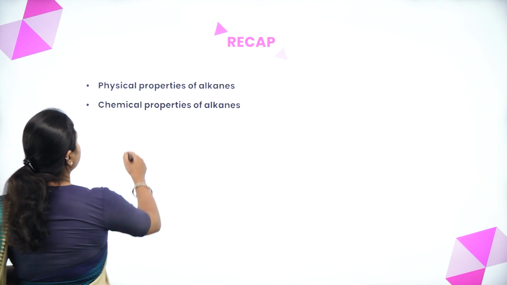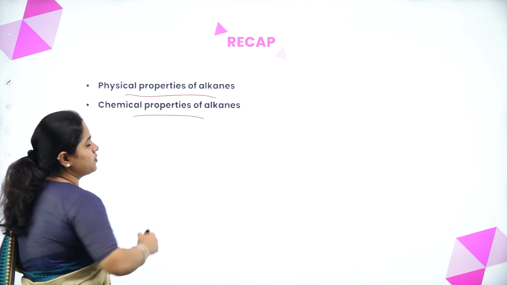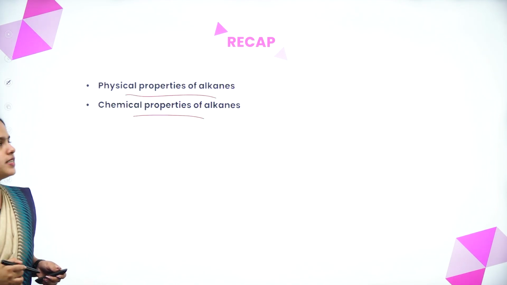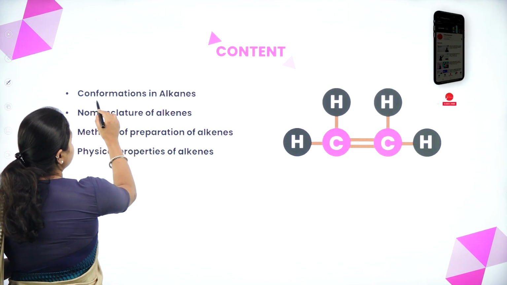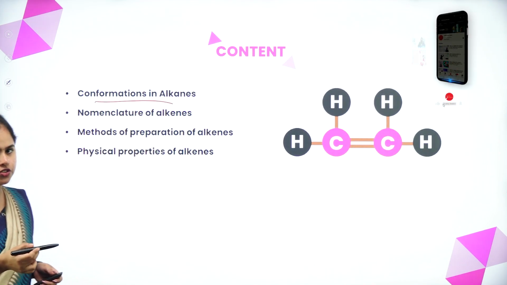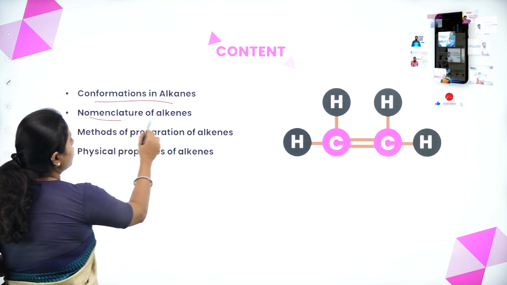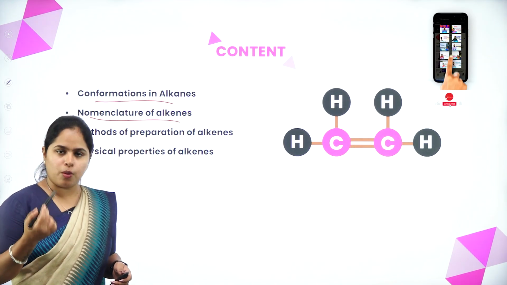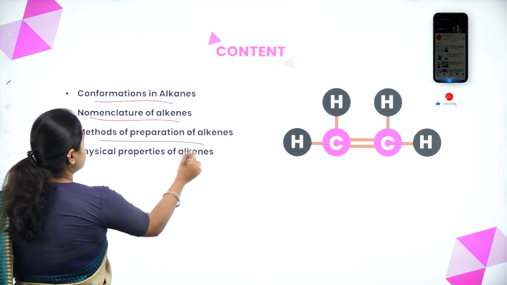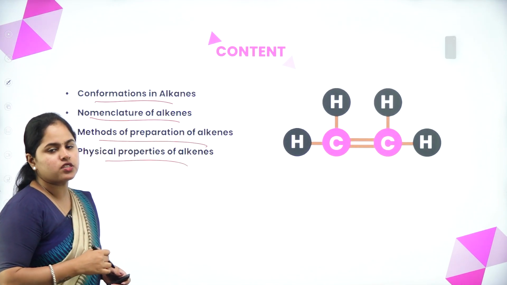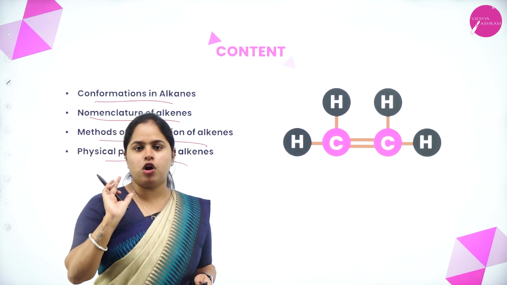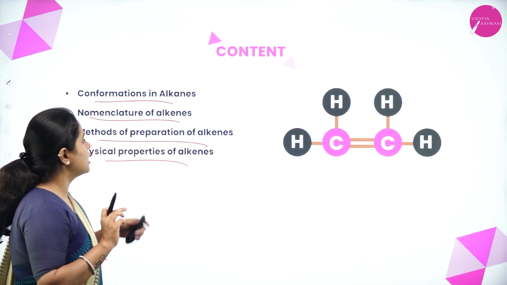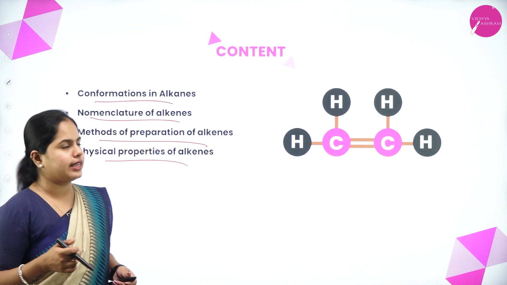In the last session we completed the physical properties as well as the chemical properties of alkanes, right? So in today's session we are going to study the conformations of alkanes, and we are going to start alkenes. The next one is alkenes, right? So the nomenclature of alkenes, the methods of preparation and physical properties of alkenes, okay? There is one small topic remaining in alkanes, that is conformation. Then we'll start with alkenes, okay?